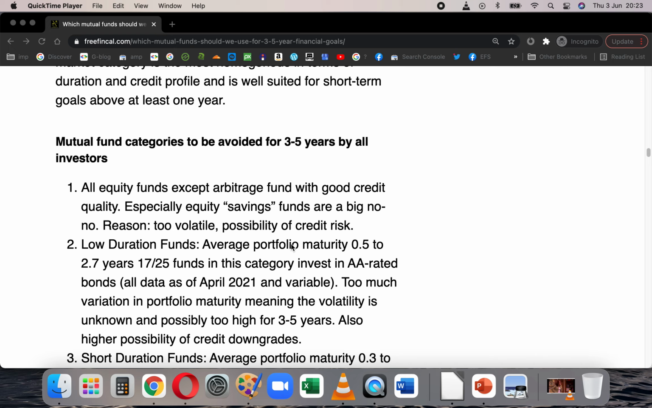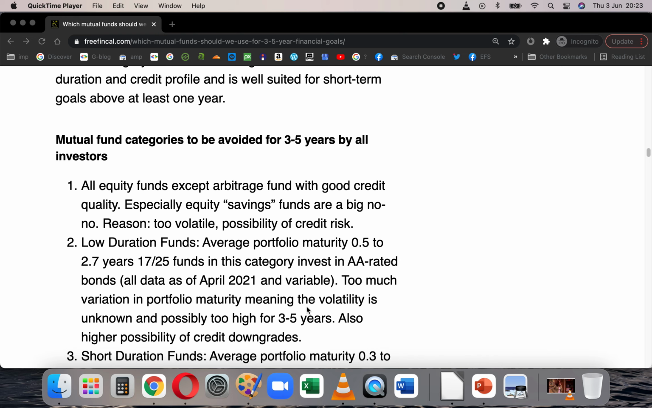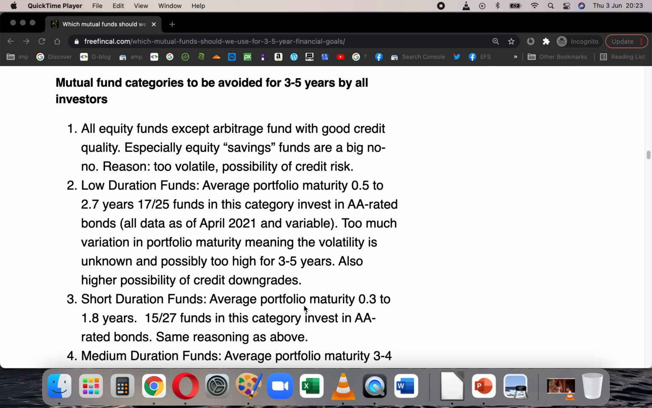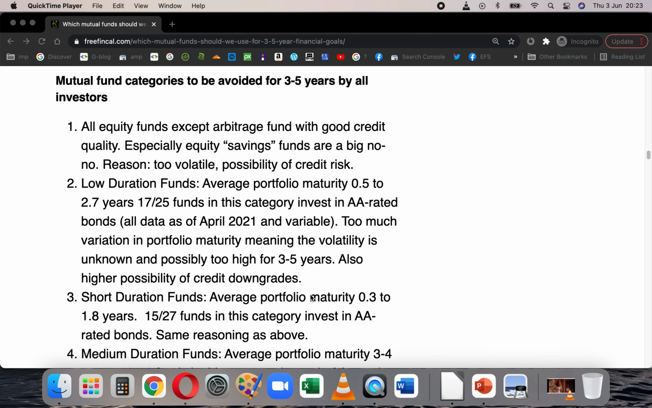There are something called low duration funds. These currently have an average portfolio maturity of 0.5 to 2.7 years. And many funds in this category invest in AA rated bonds. So definitely there's a possibility of credit downgrade. Of course, that is there even if there's only AAA in the portfolio. But definitely there's too much variation in terms of average maturity, and I would avoid low duration funds. For the same reason, short duration funds should also be avoided. The average portfolio maturity in the category ranges from 0.3 to 1.8 years. Again, I would avoid them for the same reason.